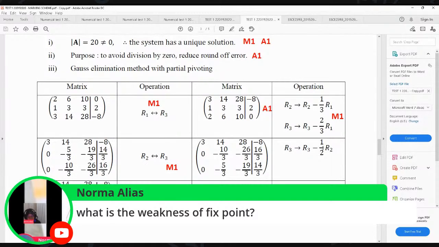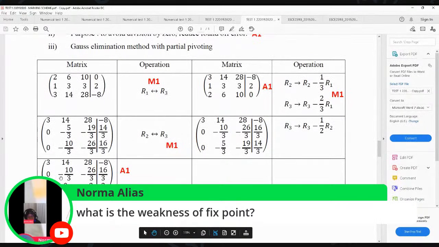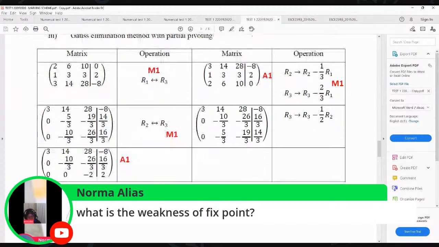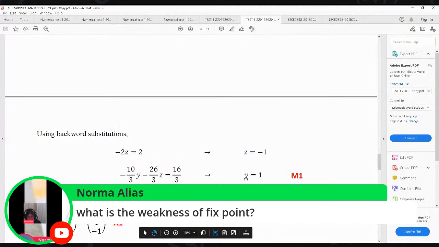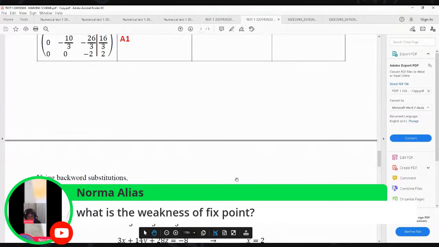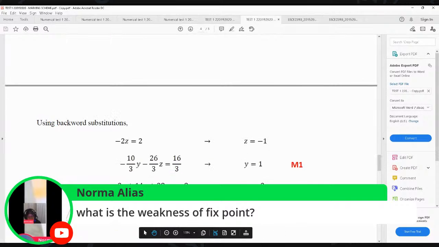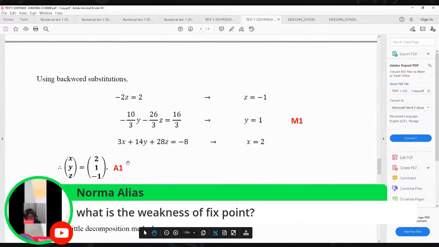R3 becomes R3 minus 1 over 2 R2. You get this from A32 divided by A22, which is -1 over 2, always negative. Because you are successful in developing the upper matrix of Gauss elimination, you apply backward substitution to get Z, which is -1, then Y and X. You can use your calculator to confirm the backward substitution.